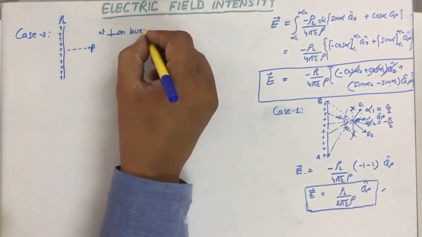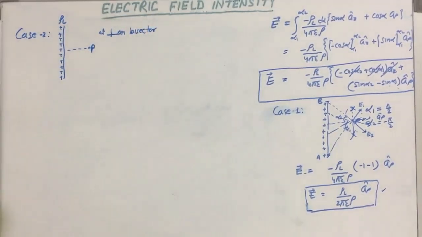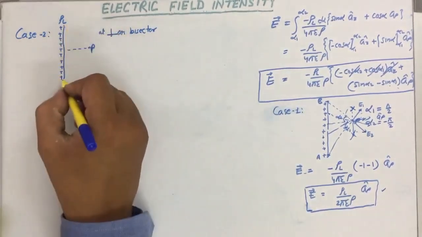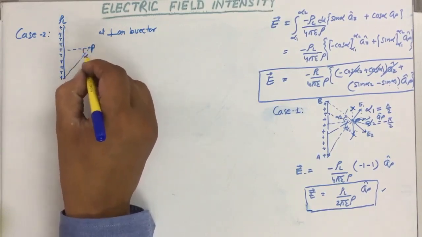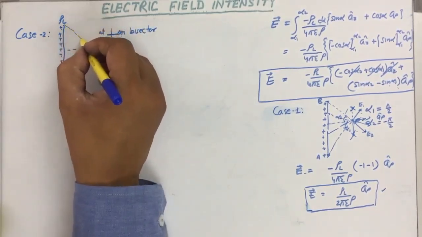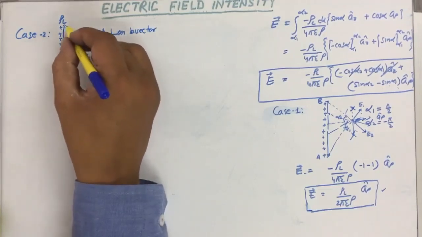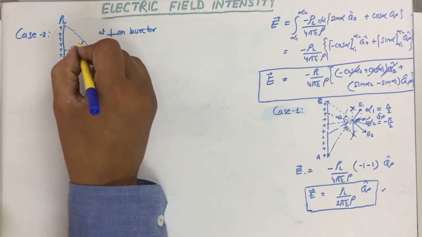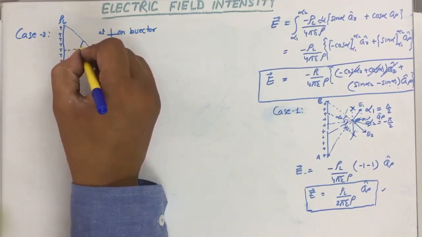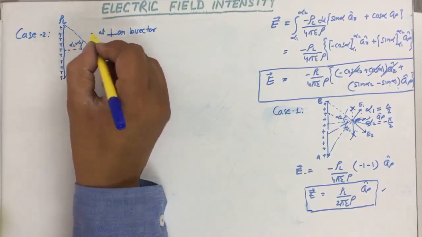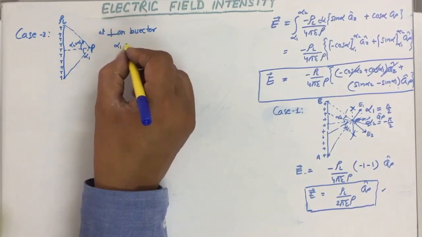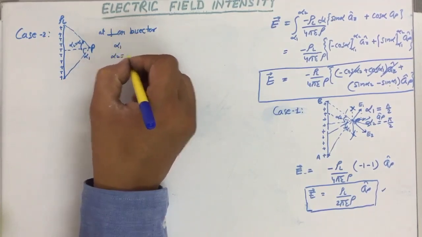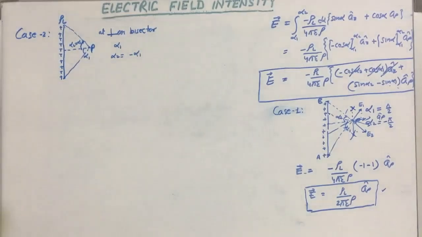P is at the perpendicular bisector. In that case, here it is alpha 1, what will be alpha 2? It is an isosceles triangle, so it will be alpha 1 again. So alpha 2 will be equal to alpha 1, however with opposite sign. So alpha 1 is okay, alpha 2 will be minus alpha 1. Okay, now put it there in the final form.